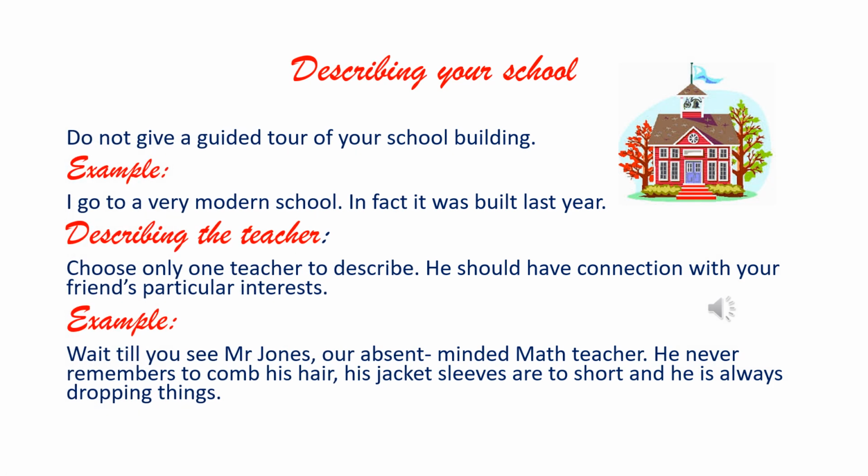When you describe your school, do not give a guided tour of your school buildings. For example, I go to a very modern school. In fact, it was built last year. And when you describe a teacher, choose only one teacher to describe. You should have a connection with your friend's particular interests. For example, wait till you see Mr. Jones, our absent-minded math teacher. He never remembers to comb his hair. His jacket sleeves are too short and he's always chopping things.